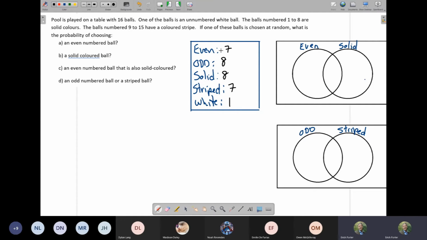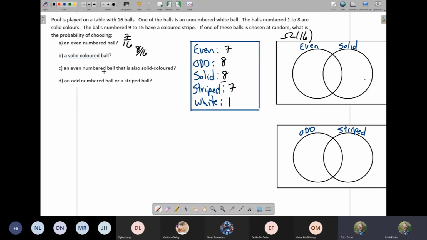There's just an even number of balls. There are 7 even numbered balls, so it's 7 out of a total sample space of 16 balls. So 7 out of 16. Solid colored ball, similarly, solid color, there are 8. So we're 8 out of 16.